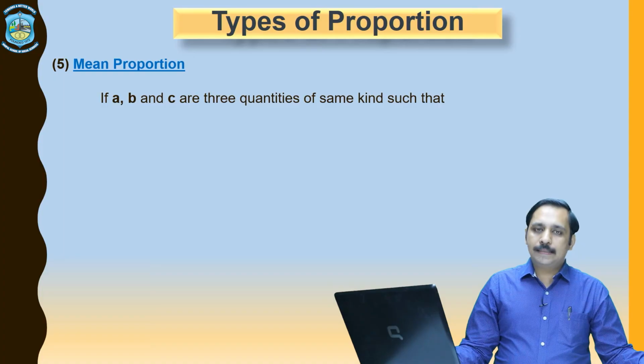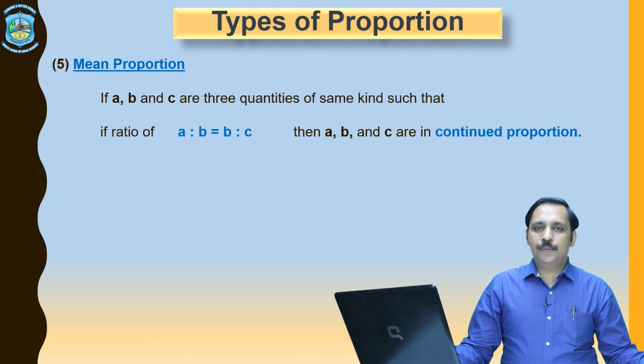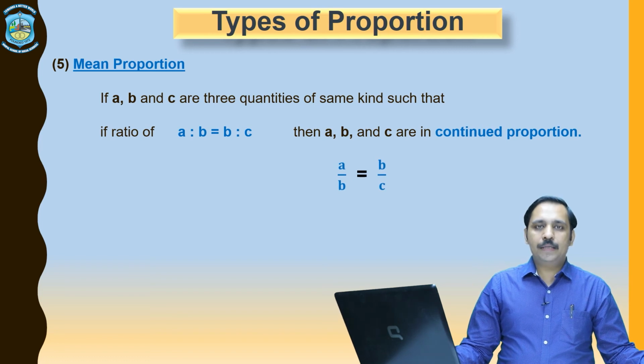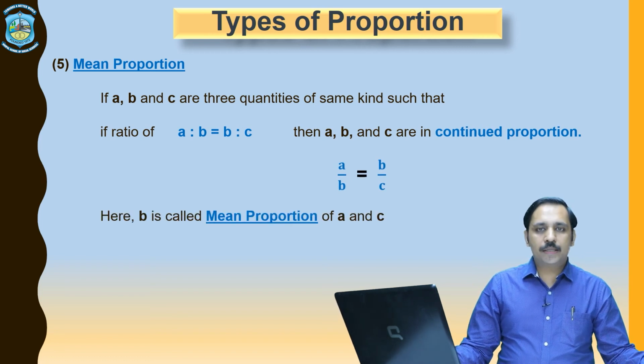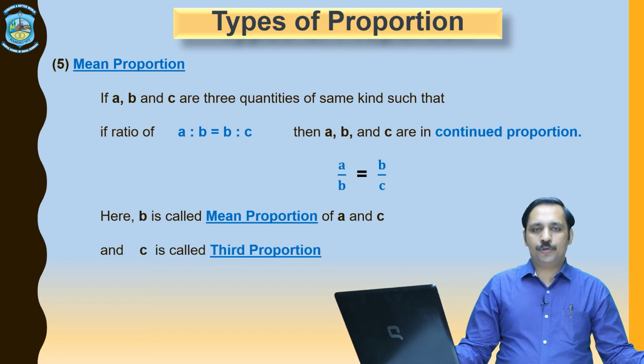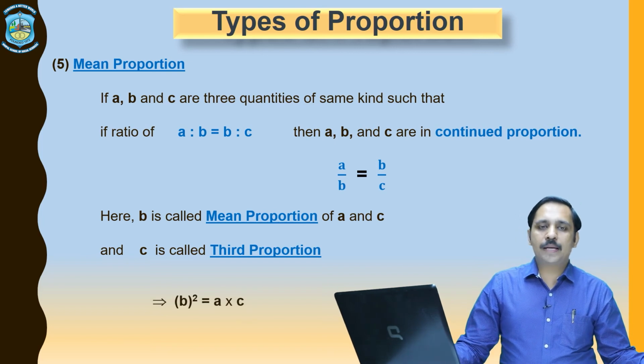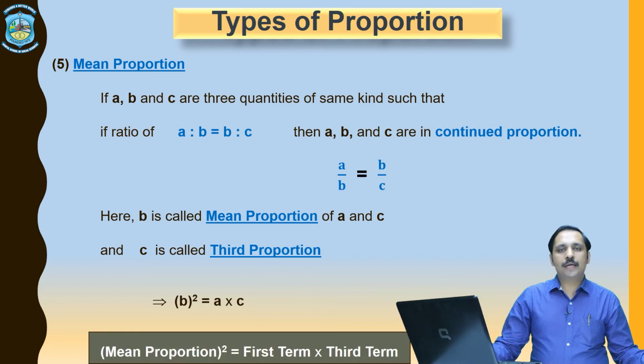The next type of proportion is mean proportion. If A, B and C are three quantities of the same kind, such that we have a ratio A is to B is equal to B is to C, where B is common, then A, B, C are said to be in continued proportion. We can represent it as A upon B is equal to B upon C. Here B is called the mean proportion of A and C, and C is called the third proportion. We can represent B as B square is equal to A into C by cross multiplication. Hence, the mean proportion square is equal to the product of the first term and the third term.